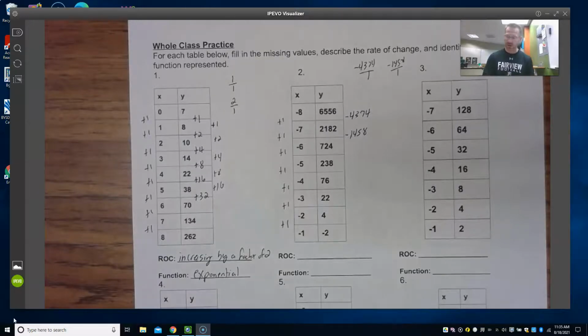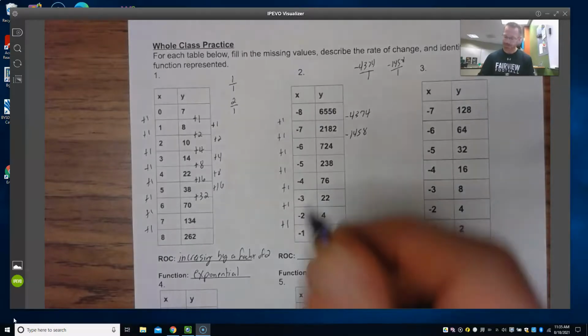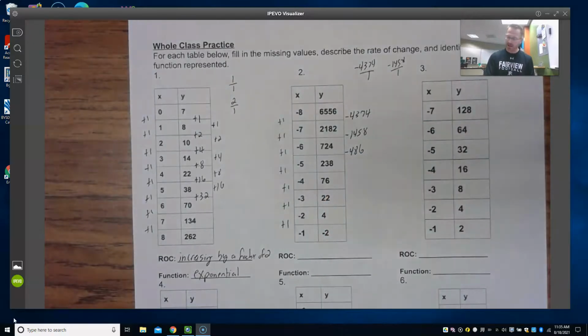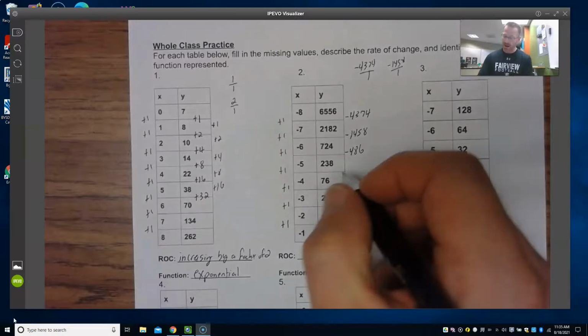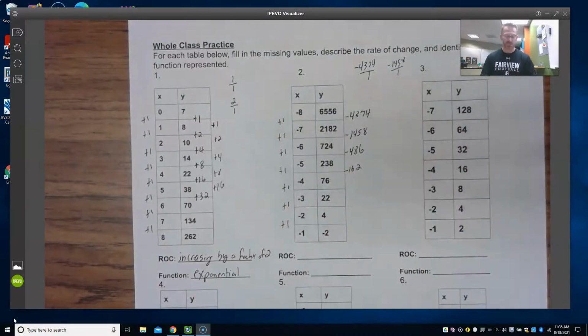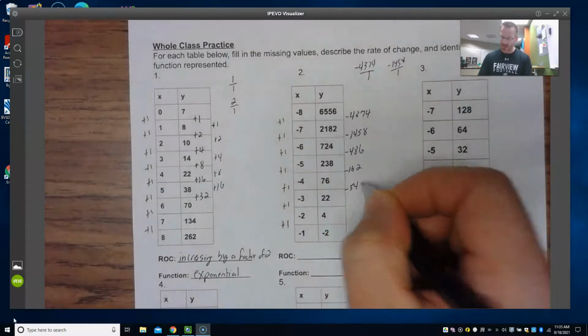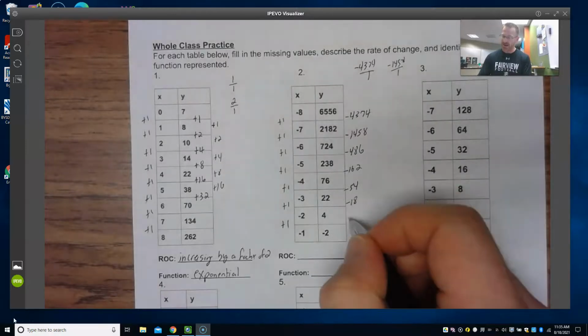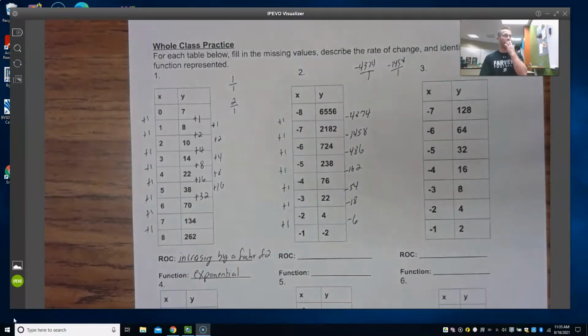Let's keep going here because these numbers are pretty big. So let's go 724 to 238, and I go down by 486. Then 238 minus 76, I go down by 162. 76 to 22, I go down by 54. 22 minus 4, I go down by 18. And then I go down by 6.